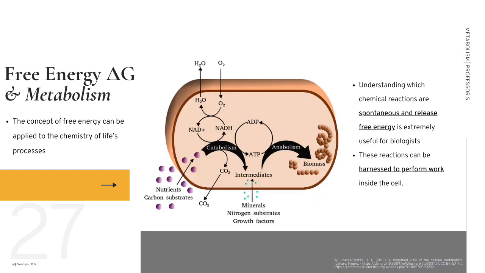So let's apply free energy to metabolism. Understanding which chemical reactions are spontaneous and release free energy is useful for biologists because these are the reactions that can be harnessed to perform work inside the cell. In this image, we see a general pictorial of catabolism and anabolism. Nutrients and carbon substrates are brought into the cell and broken down via catabolic reactions. This creates smaller intermediate molecules. These intermediate molecules are then used as building blocks via anabolic reactions to build larger molecules. Catabolic reactions release energy and are spontaneous. That energy can be harnessed for anabolic reactions.